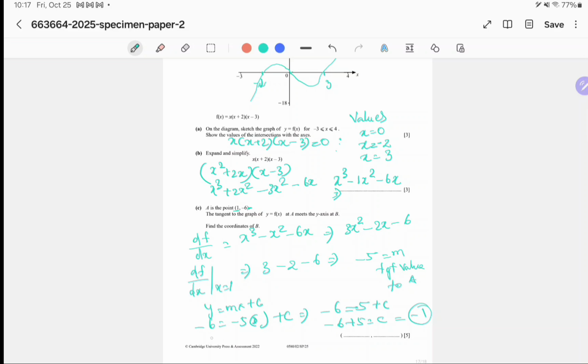So the x coordinate is 0, whereas the y coordinate of B is minus 1. You should get the point: 0 comma minus 1. Okay, this is the answer for this question.